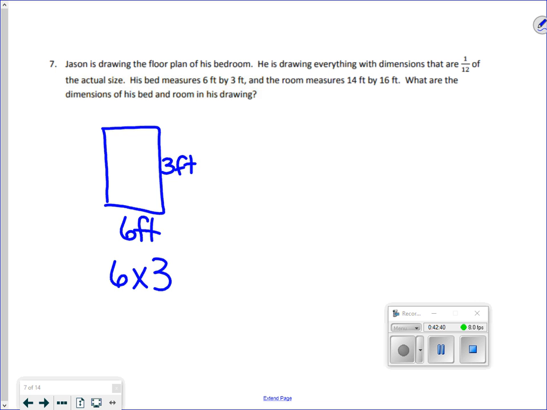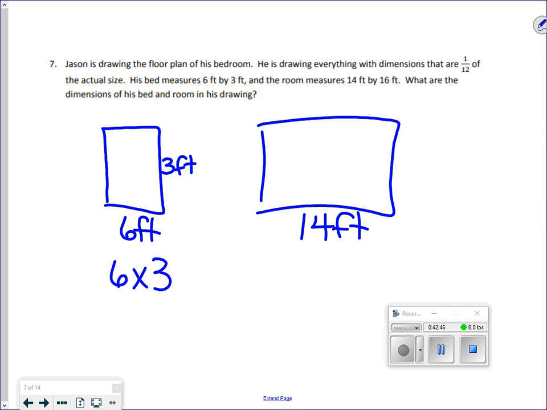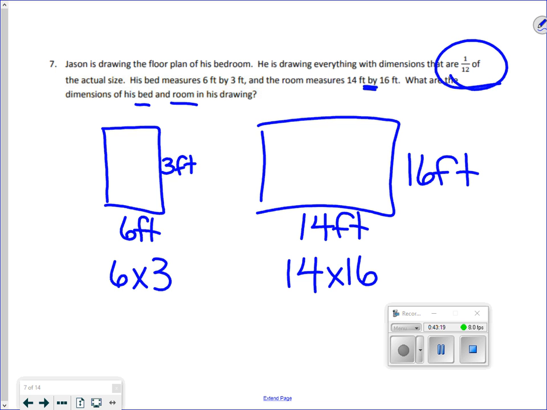His room measures 14 feet by 16 feet. So this is a multi-step problem, isn't it? When you see the by, what does that mean you're supposed to do? Multiply. So that's area. Sure hope you guys remember how to multiply 2-digit numbers. Oh, that anchor chart's still up there. And you guys didn't have it in your binder. What are the dimensions of his bed and his room in his drawing? Do not forget the dimensions when he drew it, 1/12 of the actual size. So you can't just do this and call it a day. See what you get.